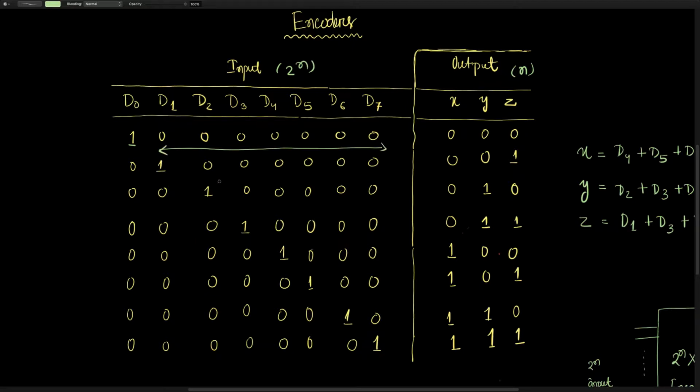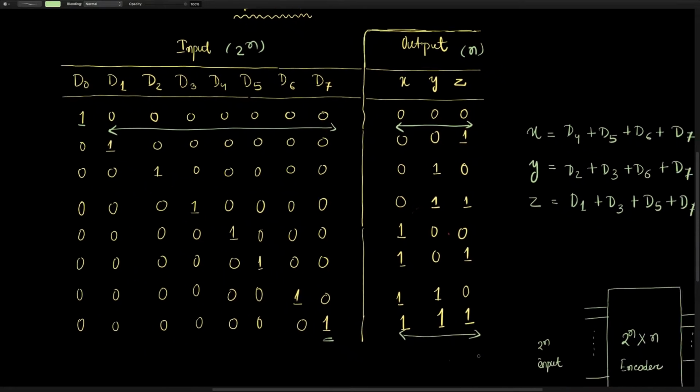For an encoder, not all of the inputs, or multiple inputs, are active at the same time. Only one input is active at a time. Depending on whichever input is activated, your output changes accordingly. If your D0 input is activated, then the outputs are all low, or 0 0 0. If the D7 input is activated, then the outputs are all high, and that is defined by its respective minterm.